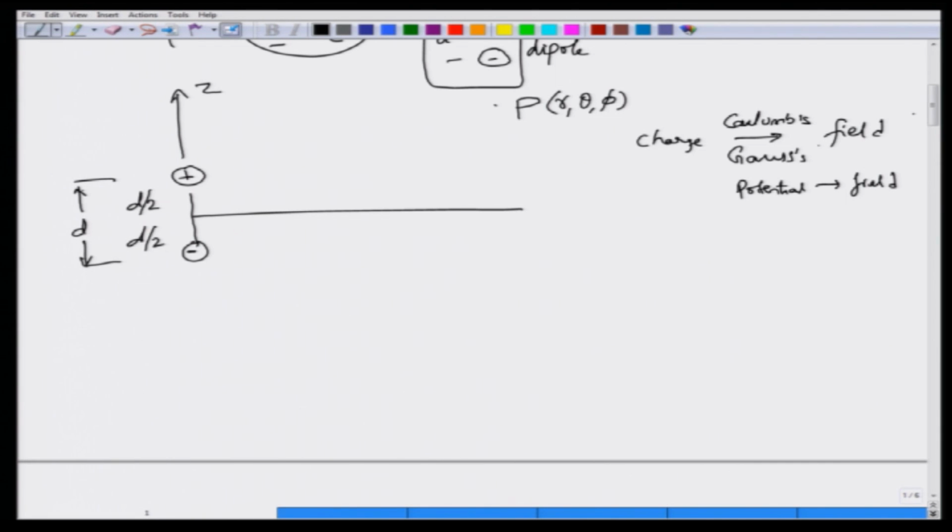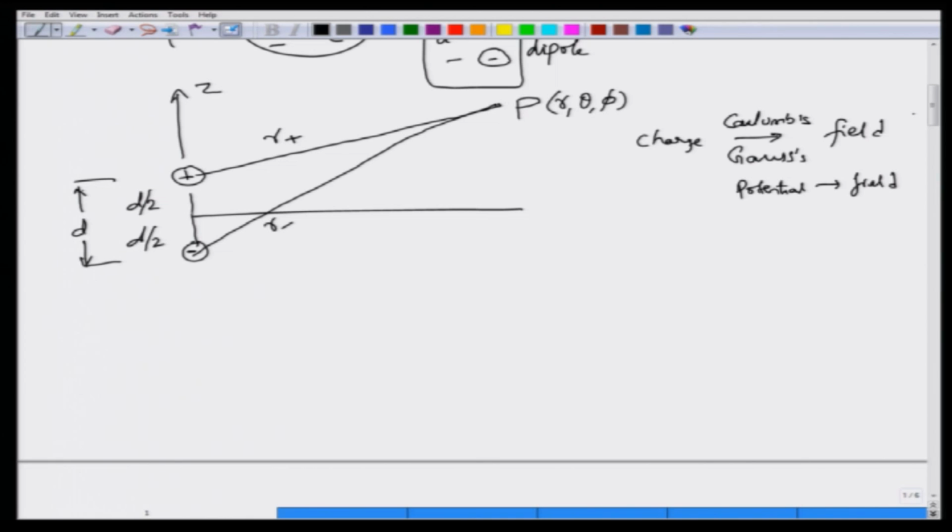So, applying Coulomb's law is fairly difficult here, applying Gauss's law is even more difficult. However, going to the potential is fairly simple compared to these two. Why? Because potential is just a scalar. Now, what is the potential because of these two charges? Well, the potential is going to be because of the potential of the plus charge and the potential of the minus charge, right. The plus charge, let us say, is located at a distance r plus from the point P, whereas the minus charge, or the negative charge, is located at a distance of r minus from point P.